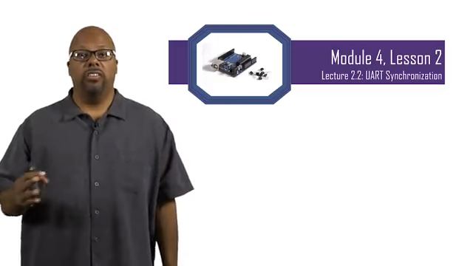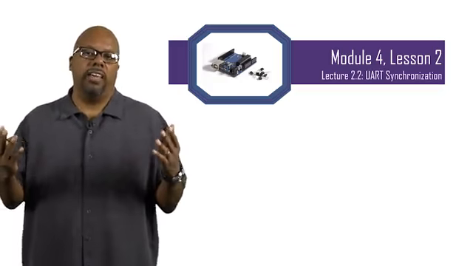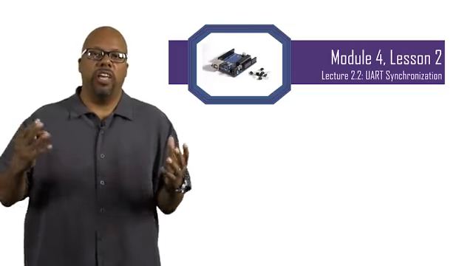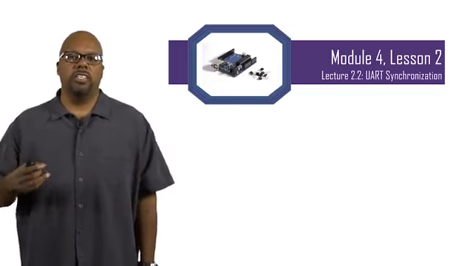UART is an asynchronous protocol, meaning it has no clock. Normally, if you have a synchronous protocol, the clock is how it's synchronized. When it sees the rising edge, it knows data will be sent. But this doesn't have a clock, so it has to figure out when data is going to be sent another way.